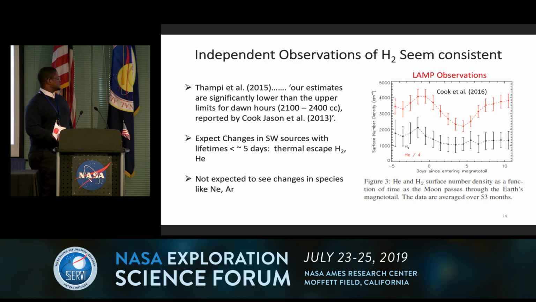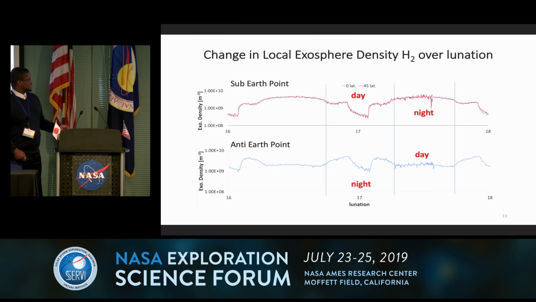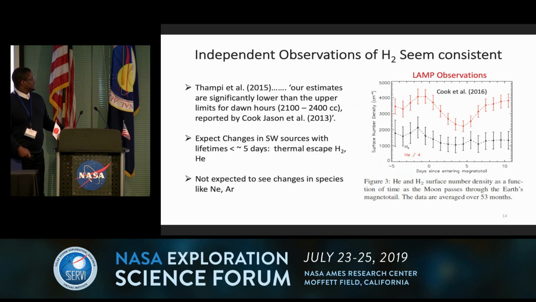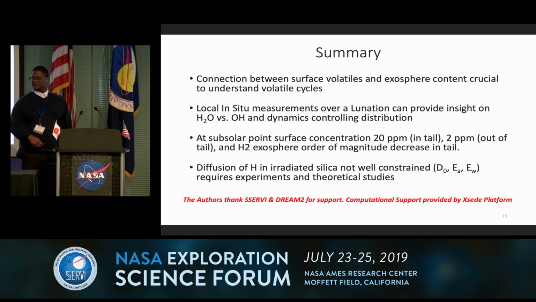So with light species that are lost relatively quickly, you would expect to see a change. If it's a solar wind source, you'll expect to see a change while it's in the magnetotail for less than 5 days. But for heavier species like neon and argon, you probably wouldn't see such changes because they stick around for a long time. And with that, I'll just leave up the conclusion.